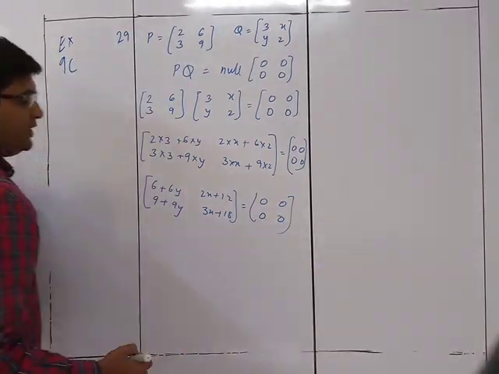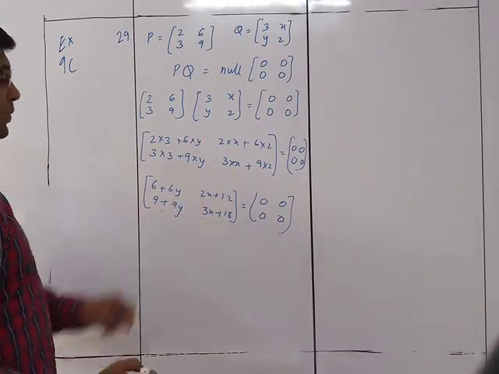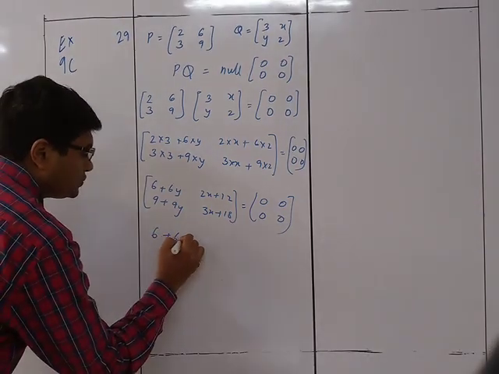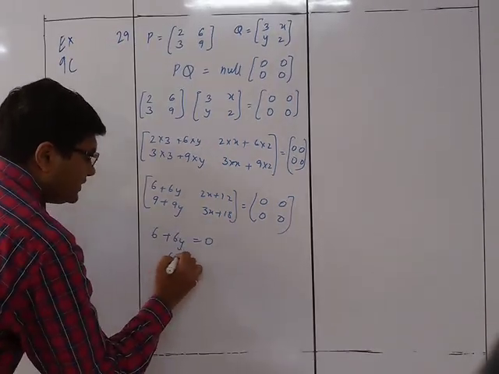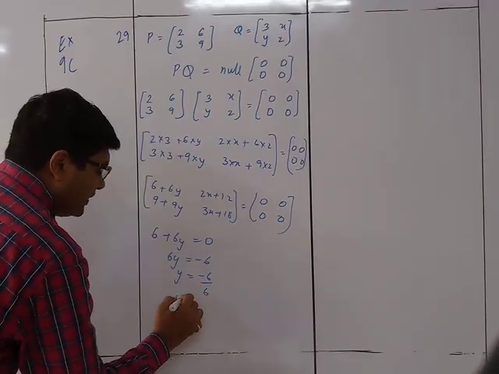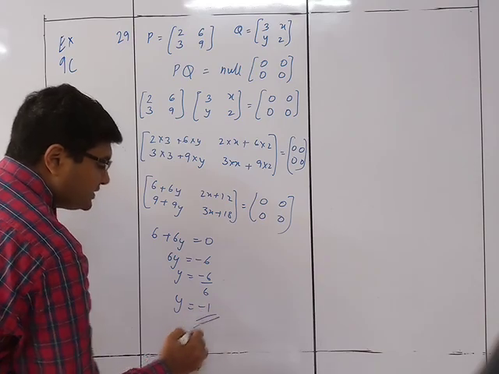So you can just take any two equations for x and y. Let's take the first two over here. We have 6 plus 6y is 0. 6y is minus 6. Y is equal to minus 6 upon 6. Y is equal to minus 1. That's the first answer.